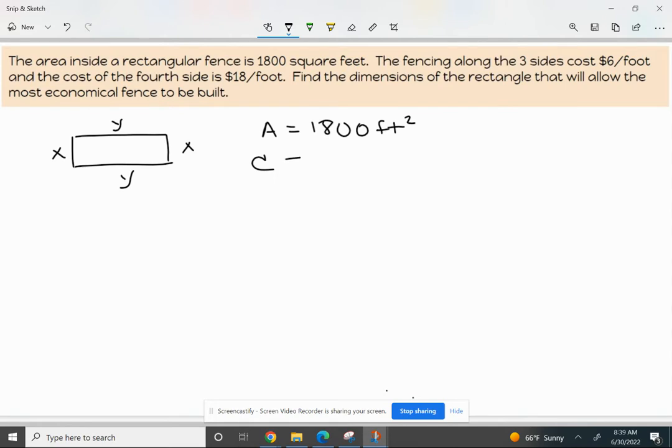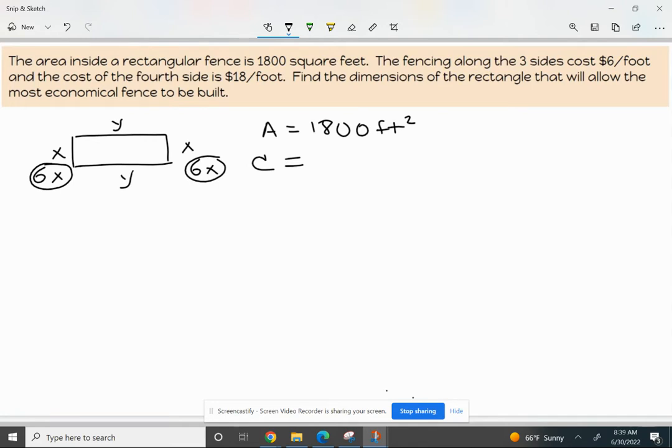Okay, so the cost equals, now we need to think about what they tell us about the cost. 3 sides are $6 per foot, so I'm just going to take 3 sides and make them $6 for every foot. I'm going to let this side on the left be $6 a foot. So the cost of it would be 6 times x, $6 times the number of x feet.